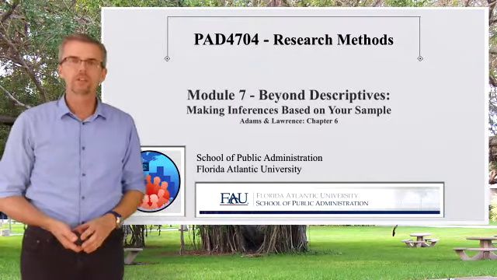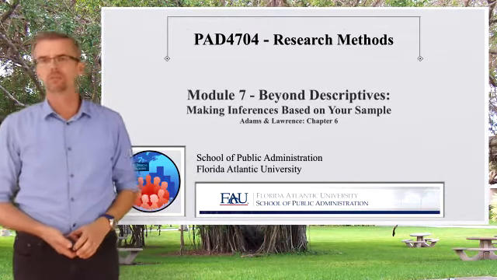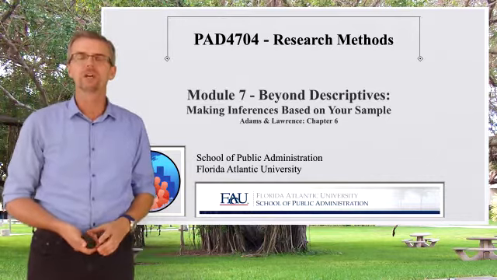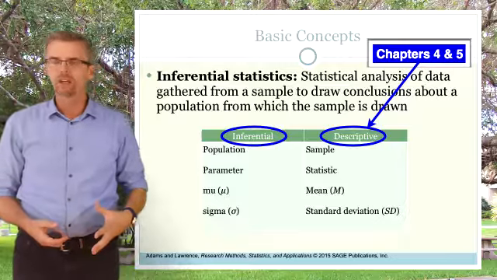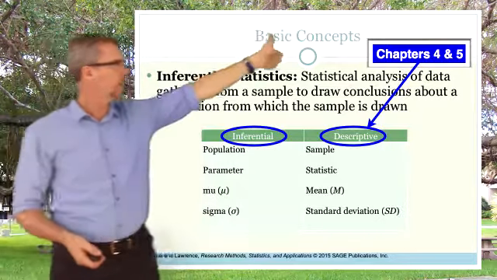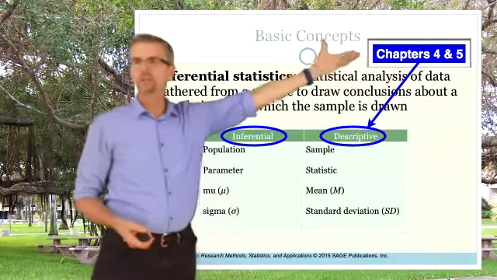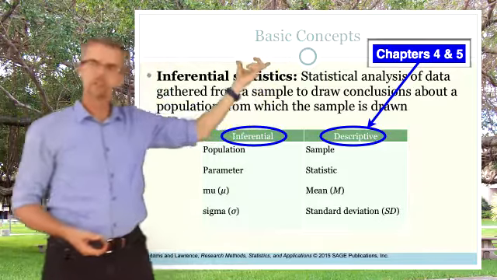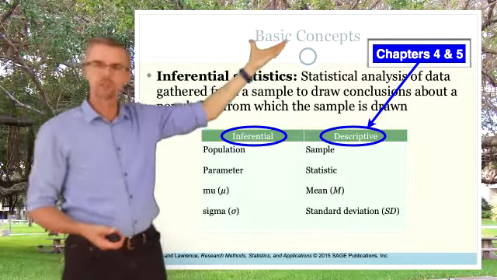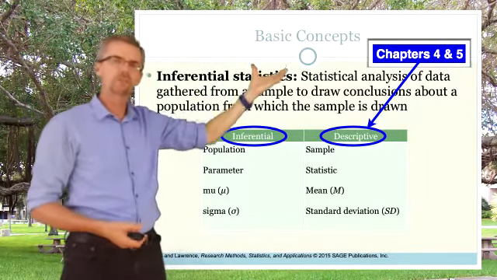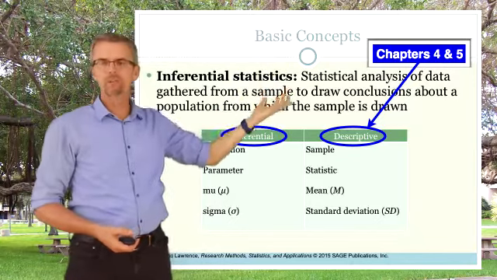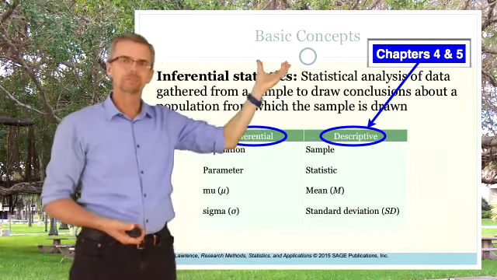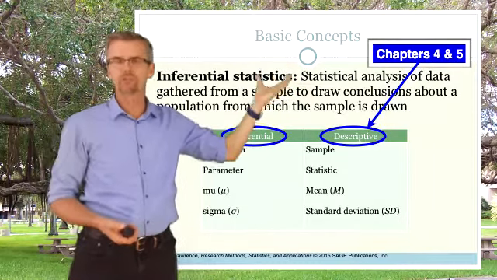This lecture video covers Chapter 6 in the Adams and Lawrence textbook, and it goes beyond descriptives, how to make inferences based on your sample. Chapters 4 and 5 covered the idea of what descriptive statistics are. And now we're going to actually get into what inferential statistics are. Can we infer from the research that we've done anything about the population? Or how do you go about getting data so that you can make accurate inferences about a population?